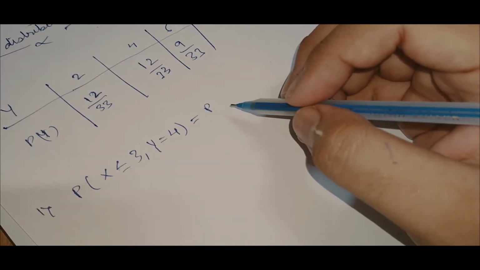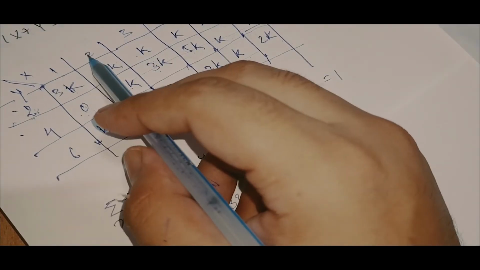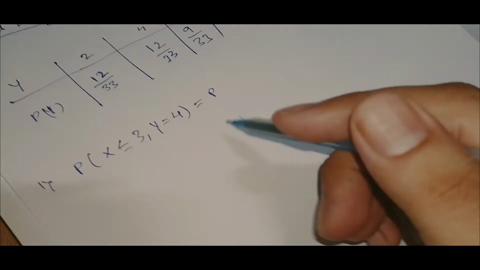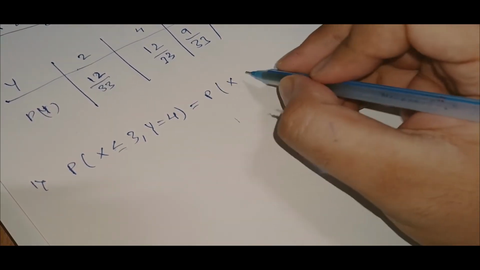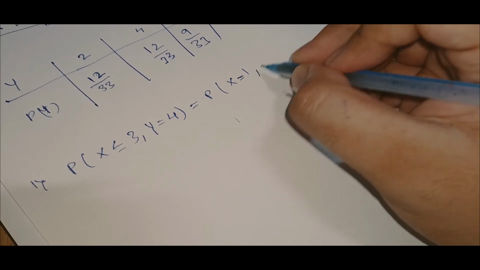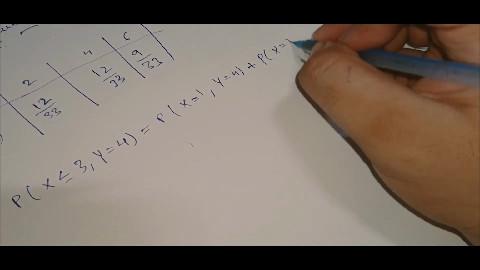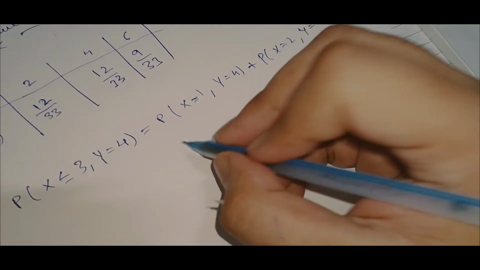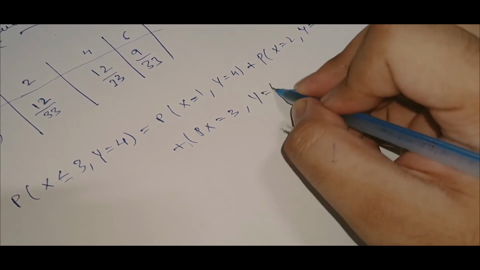So less than or equal to 3 are 1, 2 and 3. So x varies from 1 to 3. So change the value of x: for x equals 1 and y equals 4, plus P(x equals 2, y equals 4), plus P(x equals 3, y equals 4).